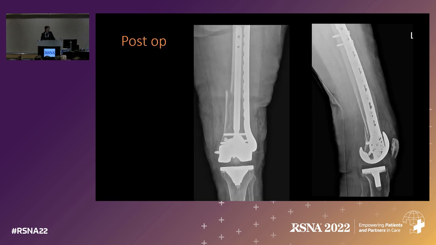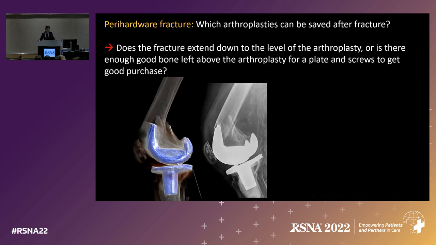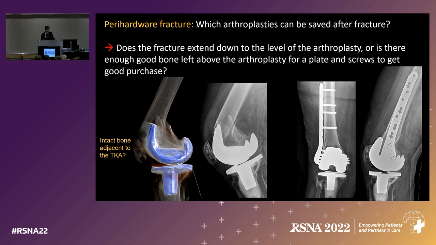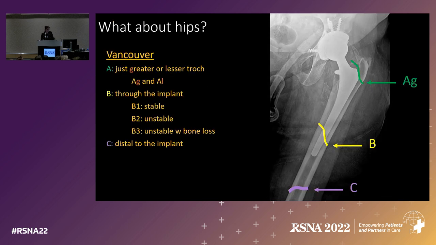So yes, they did need to put quite a bit of hardware to secure this arthroplasty again. But because that comminution didn't get down there into the box, they were able to keep this arthroplasty in place. So in terms of which arthroplasties can be saved, the question is, does it extend down into the level of the hardware? Basically, is there enough intact bone to get these screws in or to get a nail in order to save that replacement? Okay, so in terms of hips, Vancouver is the most common classification system.